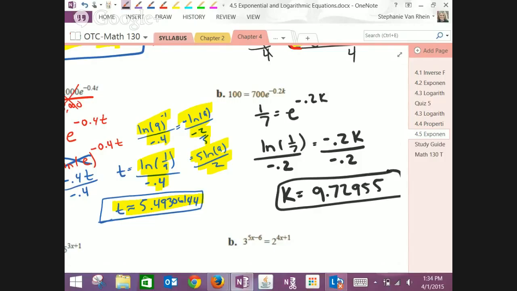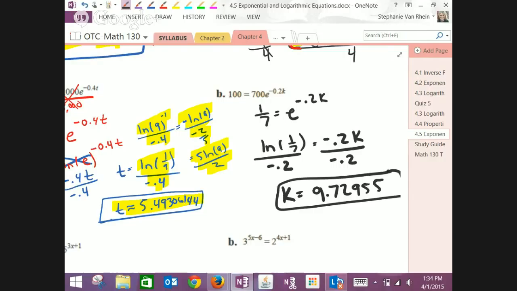How many decimal points do you need? Probably 4.